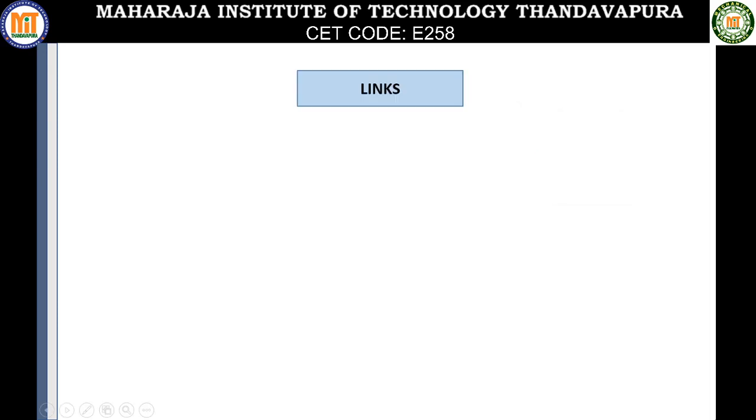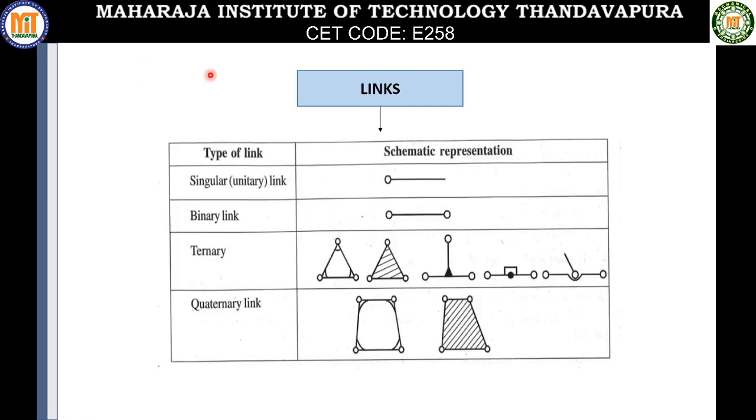Based on the number of joints any link carries, I can classify the links as singular link, binary link, ternary link and quaternary link. Here, if you observe a singular link, it has one particular joint at the end wherein I can join another link at this particular joint. In the binary link, I have two joints at which I can join two more links like this, right?